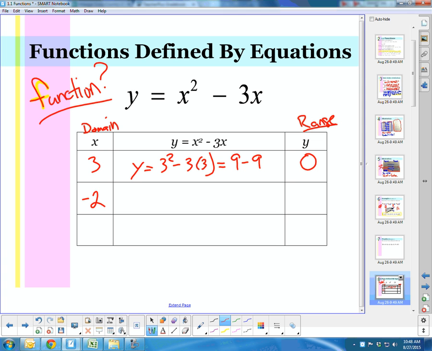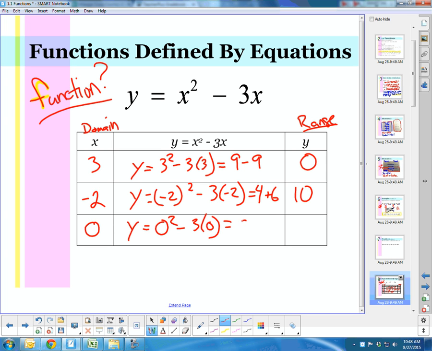I could have negative 2. Y equals negative 2 squared minus 3 times negative 2. So that's 4 plus 6, which is 10. And maybe I'll choose 0. 0 is a nice number to work with. Y equals 0 squared minus 3 times 0, which gives us 0 minus 0, which is 0. So I have a very short list of inputs, 3, negative 2, and 0. And I can see that 3 pairs up with 0. It corresponds, but it only corresponds to 0. So far, so good.